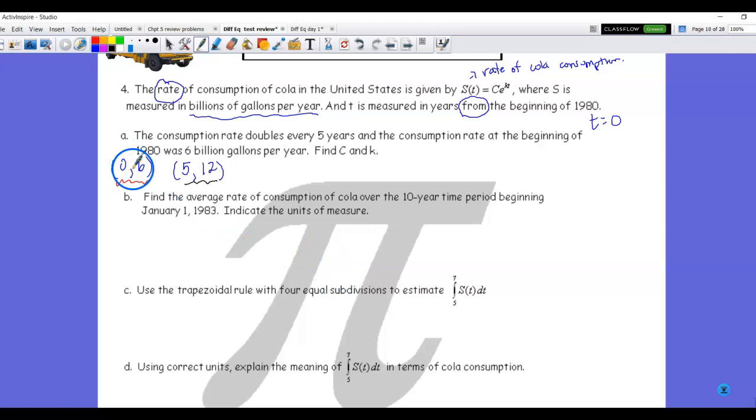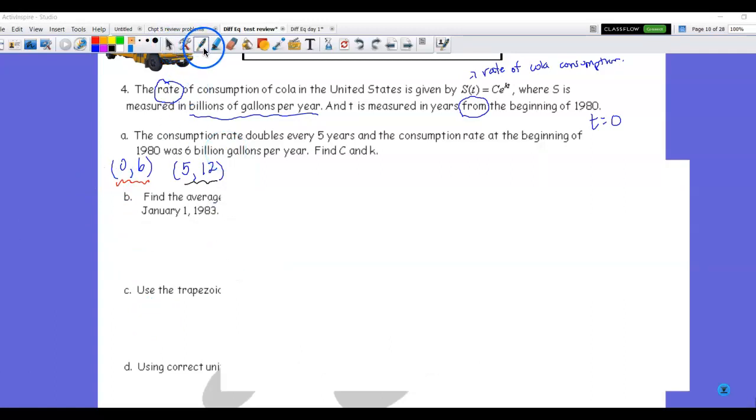So I'm going to set up 2 different equations. I'm going to substitute the 0 and the 6 into my equation, and I'm going to substitute the 5 and 12 into my equation. Taking the point (0, 6), which I did in red, and substituting into the given equation, the output is 6. So 6 is equal to C E to the K times T, and remember, T is 0, so 0 times K is 0.